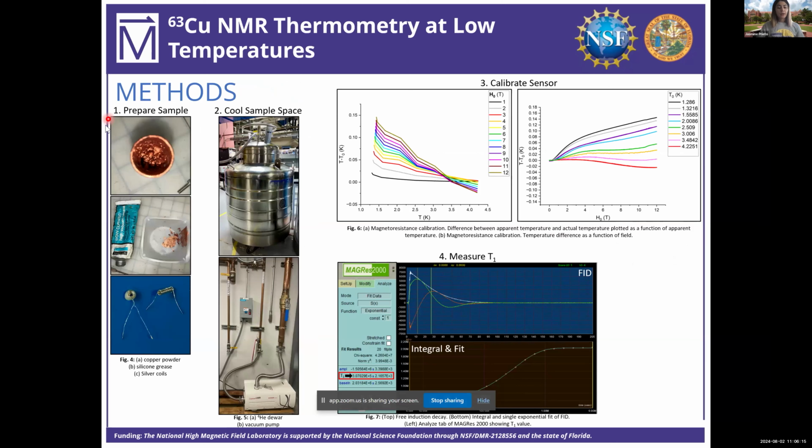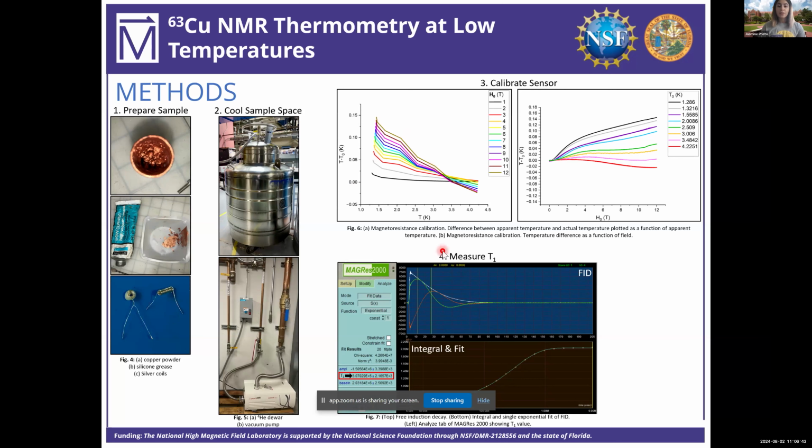So first we prepare the copper powder sample and we coat it with silicone grease, and then we make silver coils. We cool the sample to 4 Kelvin by flowing liquid helium, and then we cool down to 1.3 Kelvin by using the vacuum pump, which lowers the pressure. Since our sensor measures temperature by detecting changes in resistance, we must calibrate for magnetoresistance because it causes the resistance to change when a magnetic field is applied.